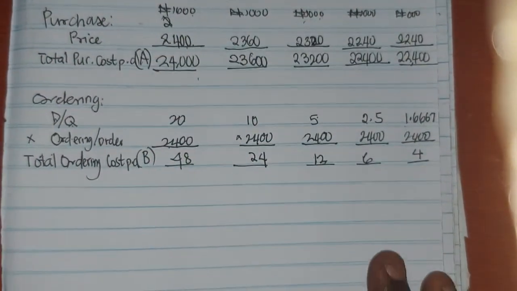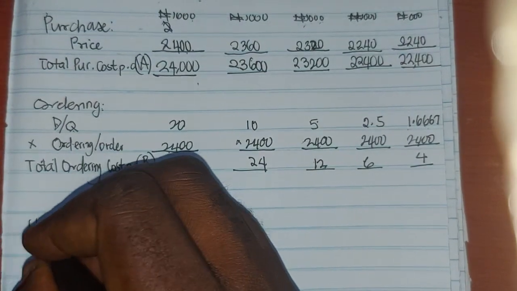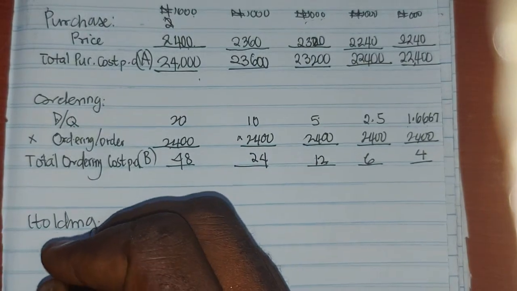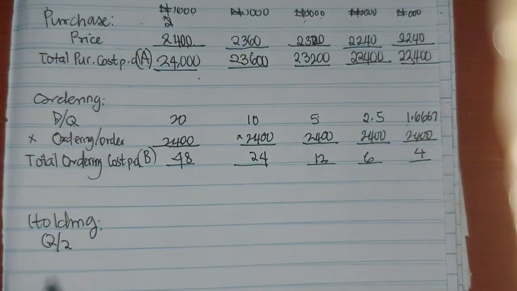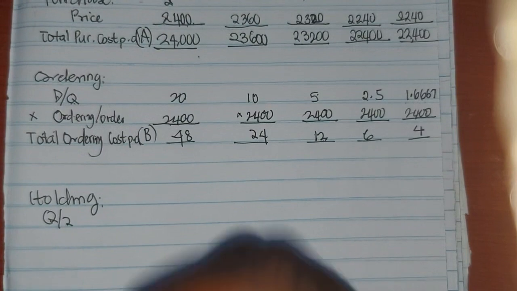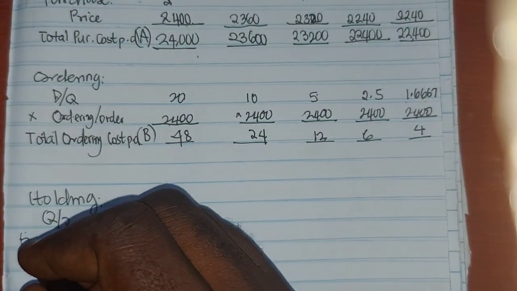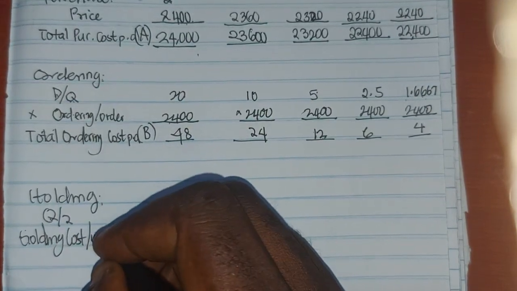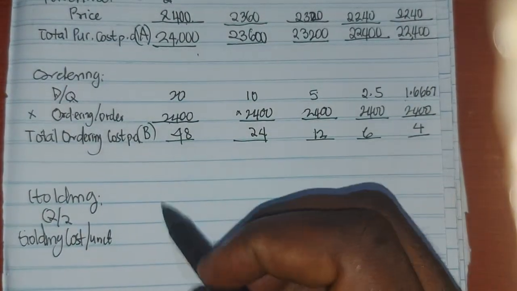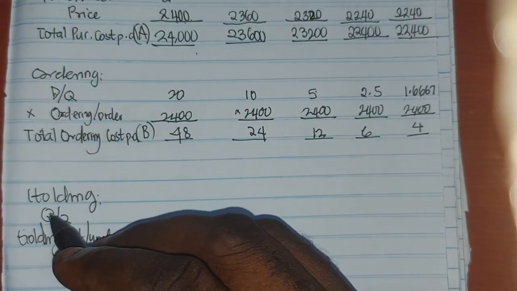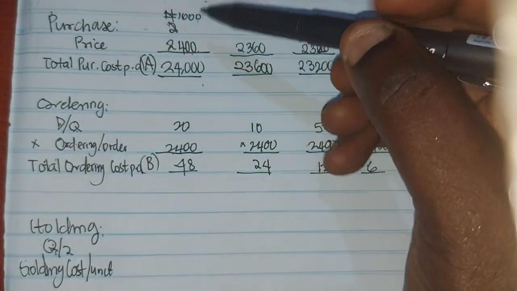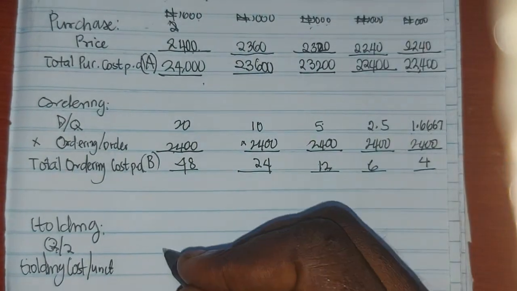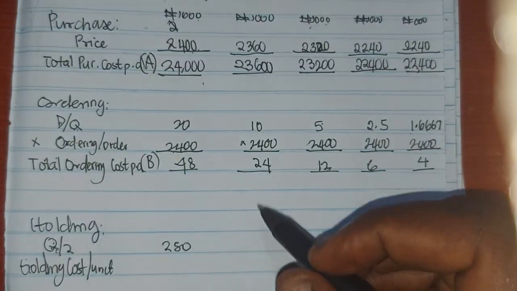All right, class. Then the last one is the holding cost. The holding cost is Q all over 2. That is average stock held, multiplied by holding cost per unit. All right. So let's get the average stock held. To be held will be 500 divided by 2. That's 250.